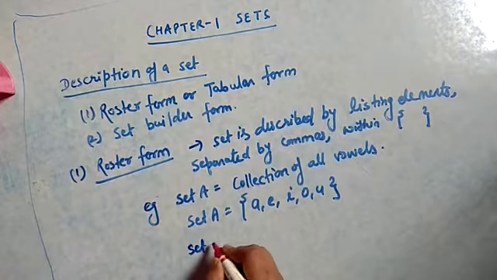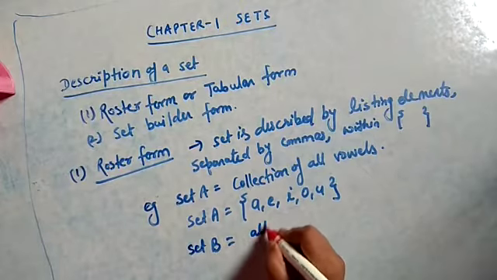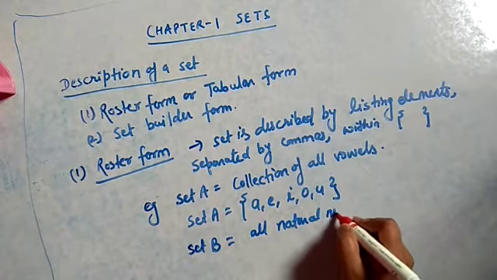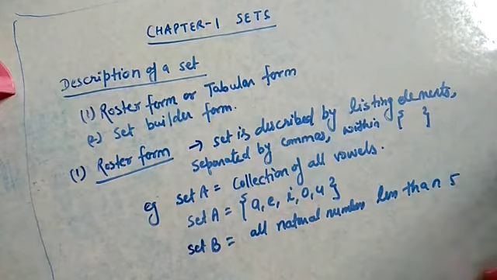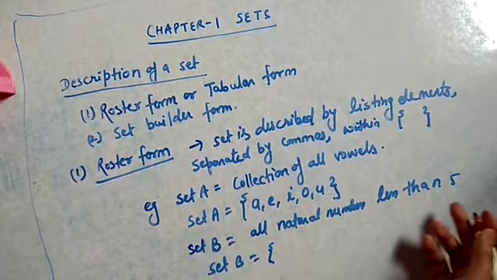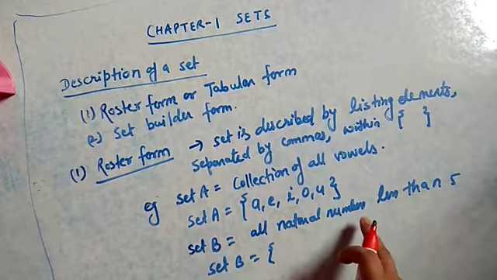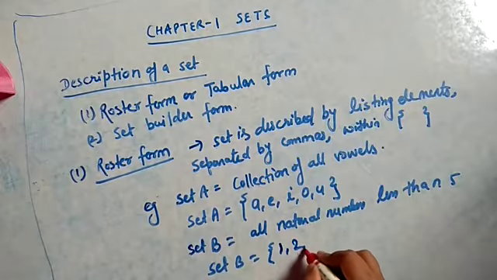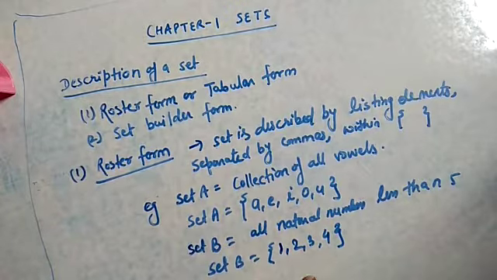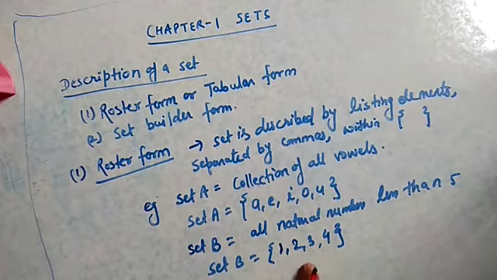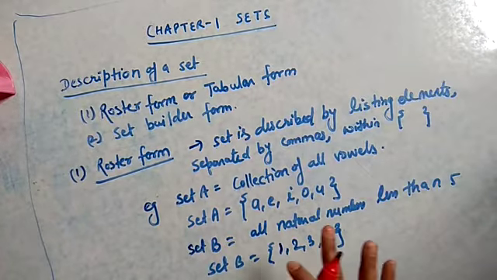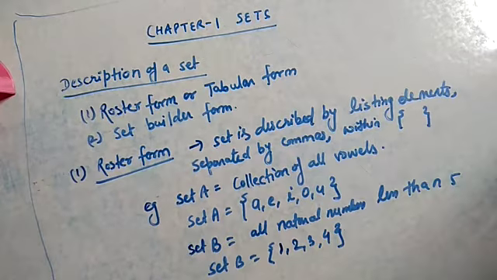Another example, if I have set B, all natural numbers less than 5. So this is a sentence, but this can be written like this: set B equals 1, 2, 3 and 4, all the natural numbers which are less than 5. So either I will write this set as this, or I can write the set as this. Both have the same meaning. So this method of writing the set is said to be the roster form. I think this is clear to you. We will discuss more problems.